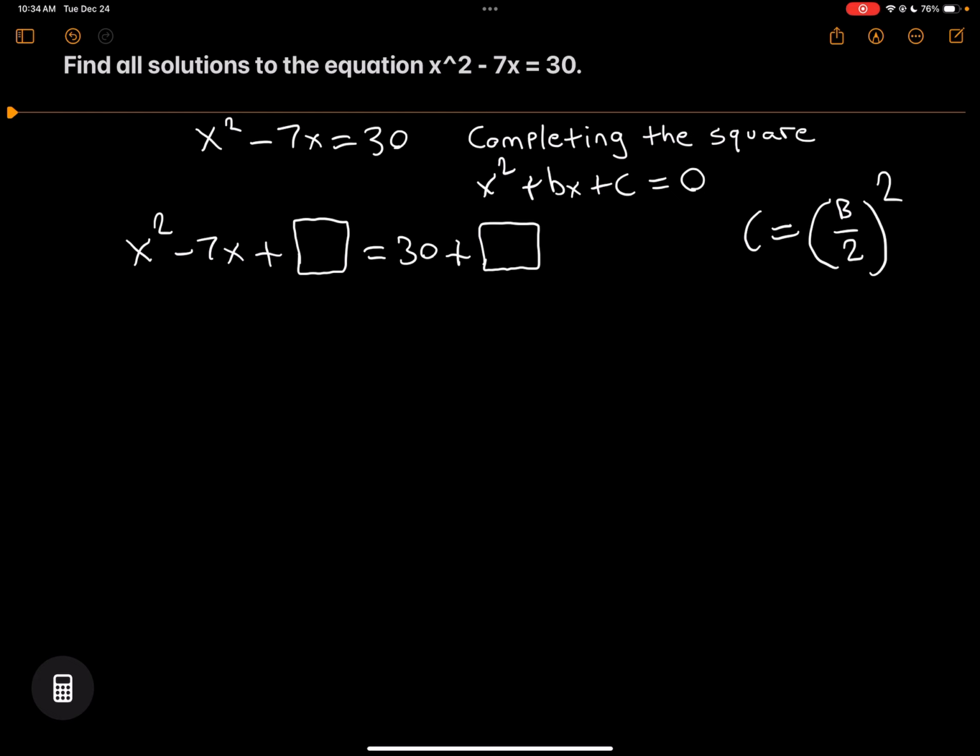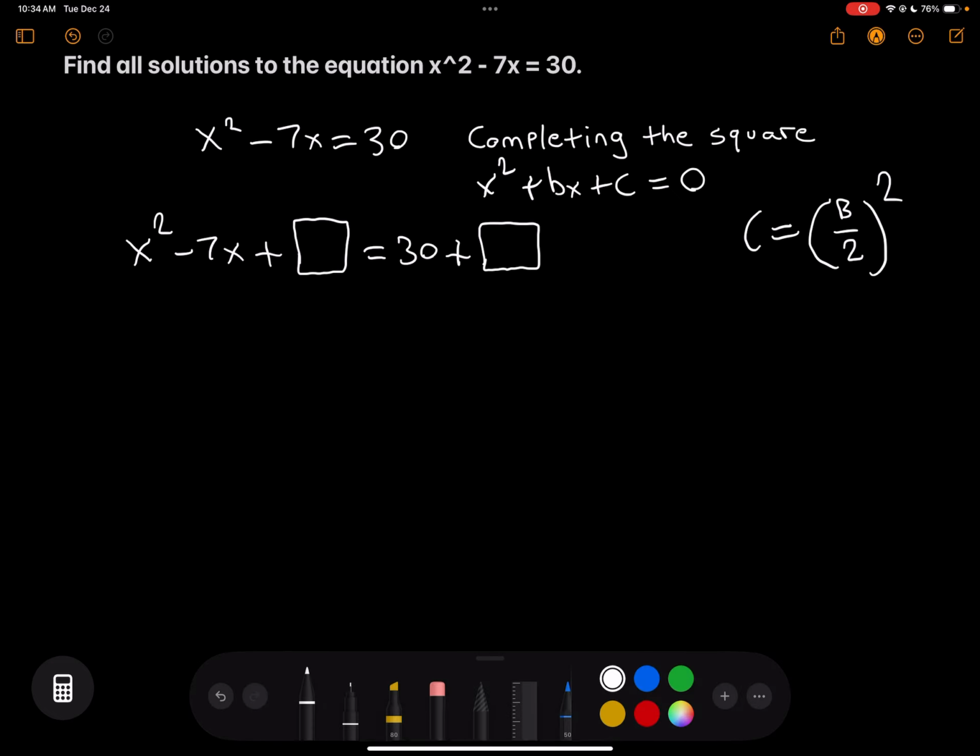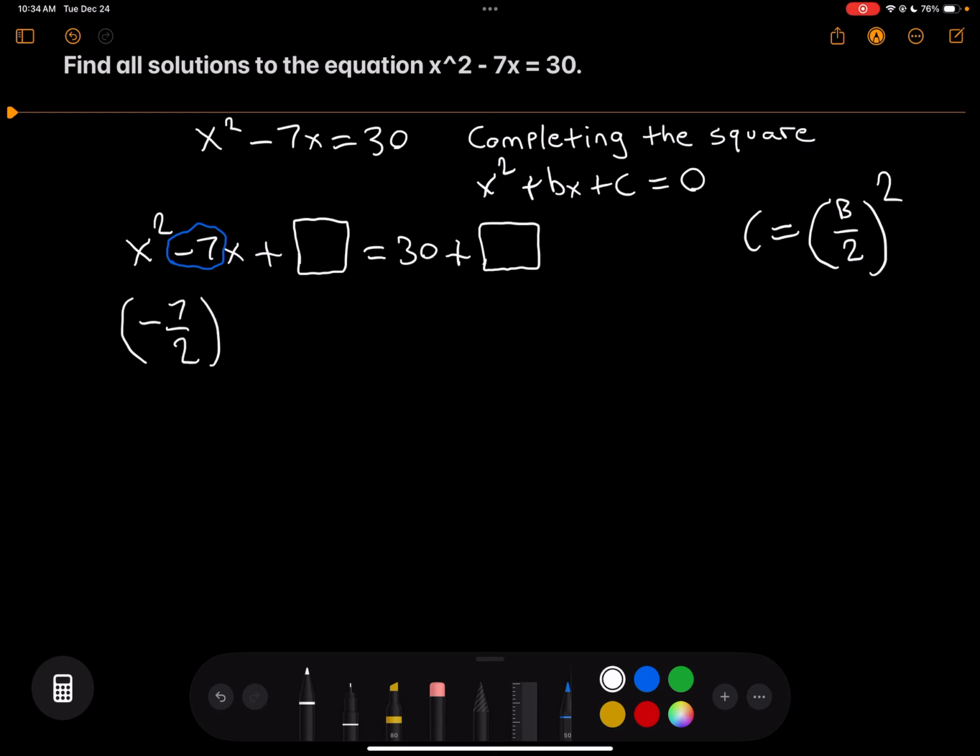So we've got our mystery box set up right here. We now have all the information we need to put in values to those boxes because we have our b. Our b is going to be our negative 7 right here. That's our value for b. That's the coefficient of x. So we can then apply our formula. We can use our b over 2 squared. It's going to be simply negative 7 over 2 squared.